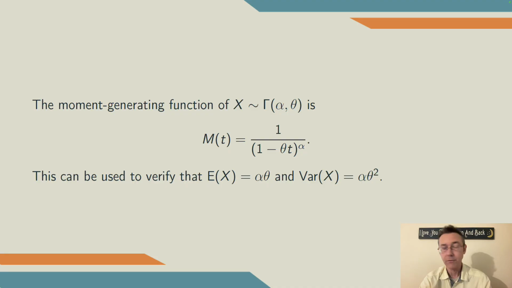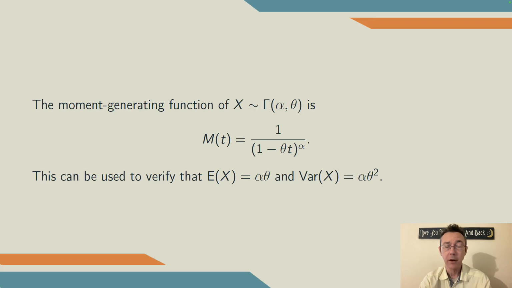The moment generating function of a random variable with the gamma distribution is m of t equals 1 over 1 minus theta t, all to the alpha. This can be computed directly from the definitions, although it does take a fair amount of work. I'm not going to go into it right now. Once you've got the moment generating function, you can find m prime of 0 to get the expected value, which turns out to be alpha times theta.